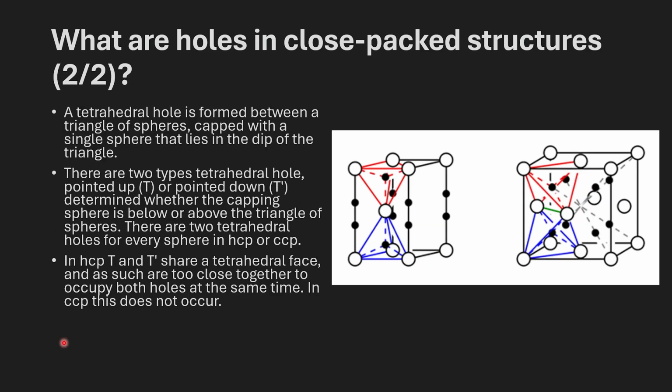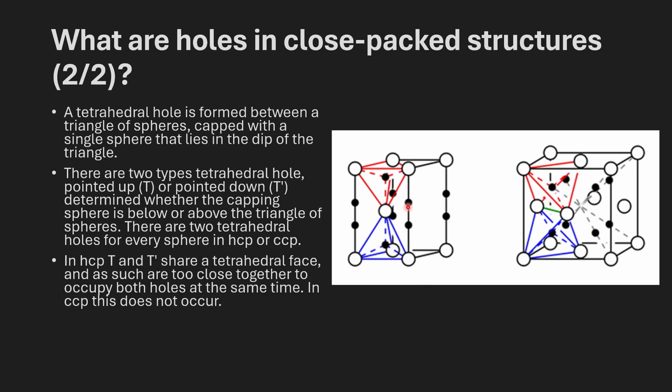So what is a tetrahedral hole? Well, a tetrahedral hole is formed between a triangle of spheres capped with a single sphere that lies in the dip of those triangles. As we can see here in our hexagonal close packed structure, we've only just taken 2 parts of it, and we can see it forms that triangle and sits in here. Same thing here, forms a triangle, sits there.